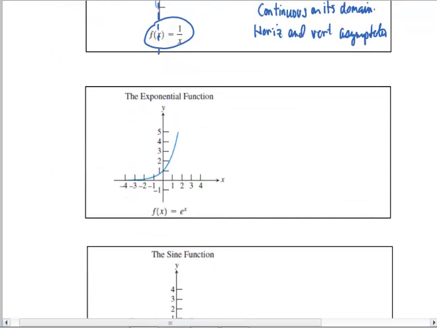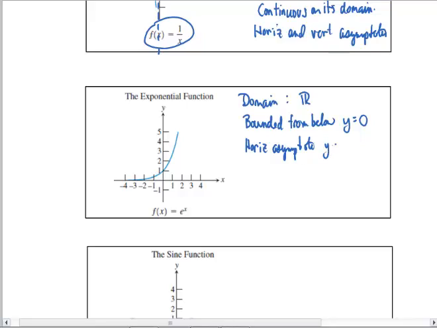Next function, the exponential function. Okay, so its domain, all real numbers. It's bounded from below, y equals 0. It's got a horizontal asymptote at y equals 0. I'll draw that in red. No symmetry.